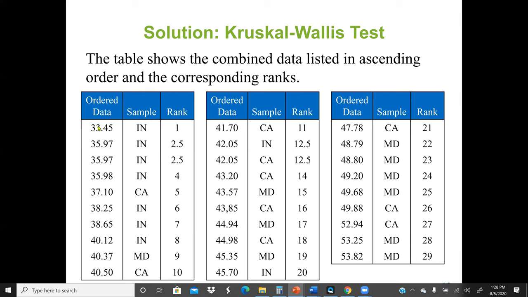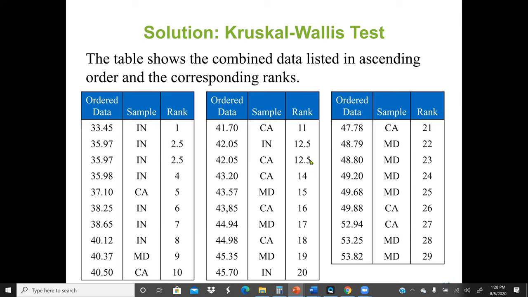The minimum is 33.45, then Indiana 35.97, all the way to Maryland, where the highest is 53.82. Then we start the ranking. Remember, we start from the lowest, rank 1. Why do we have 2.5? Because we have 35.97 twice, so 2.5, 2.5. Next we move to 4; the ranks continue 4, 5, 6, 7, 8, 9, 10, 11.